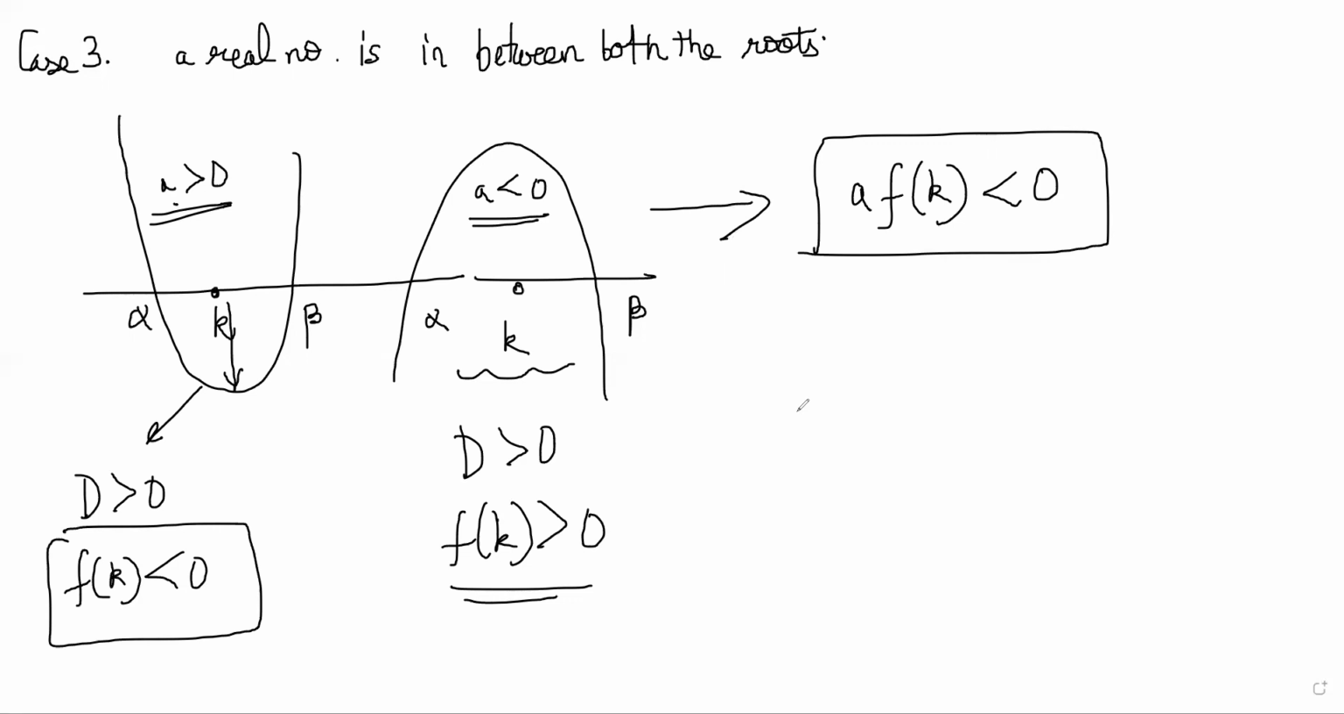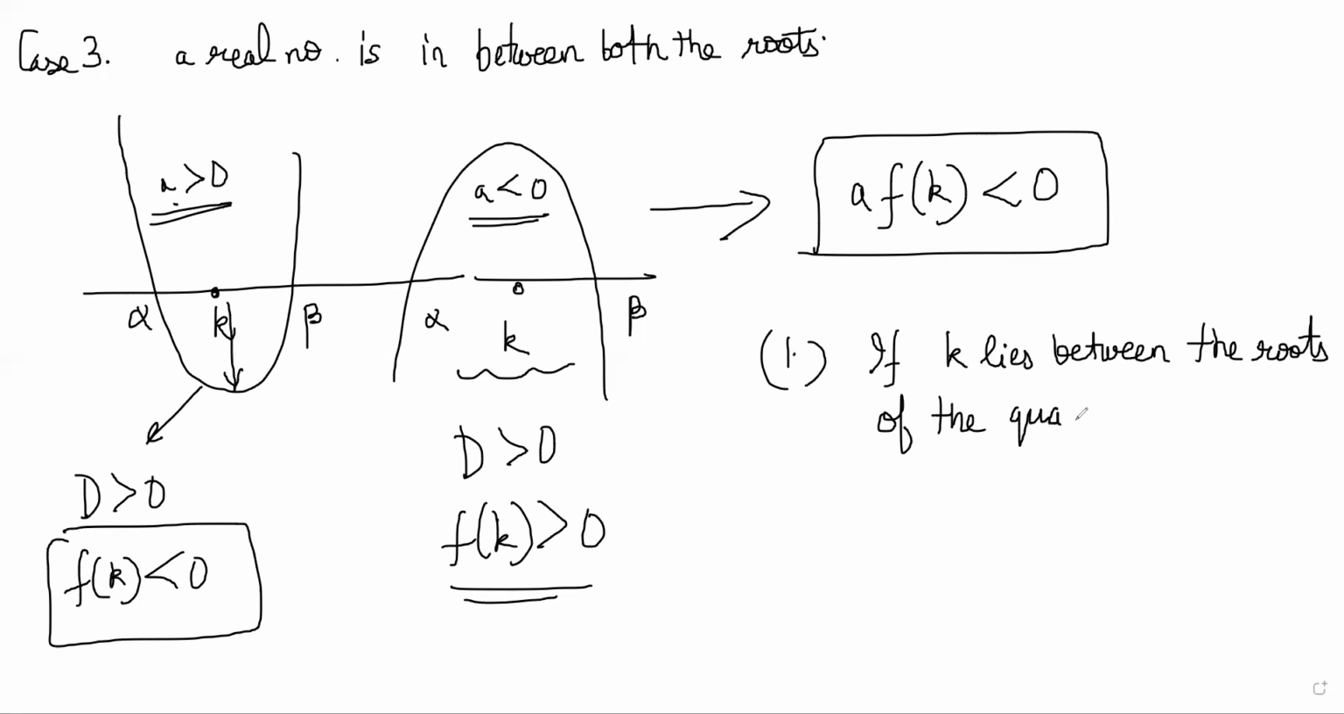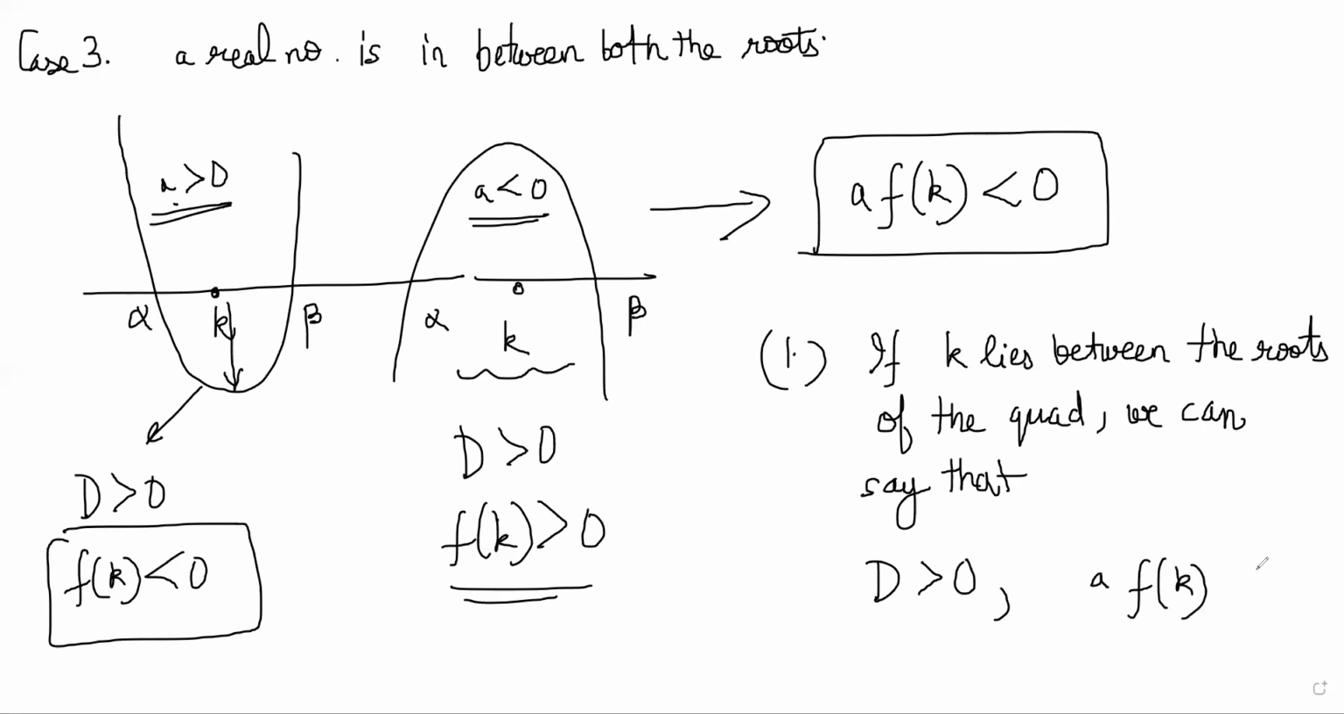So finally, the condition for us will be, if k lies between the roots of a quadratic, we can always say that discriminant D will be greater than 0 and a times f of k will be less than 0, right? This solves for all possible cases.